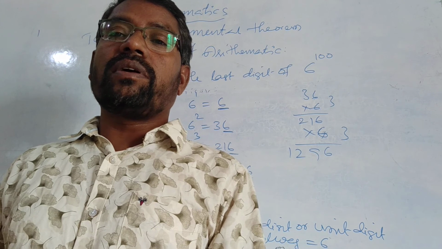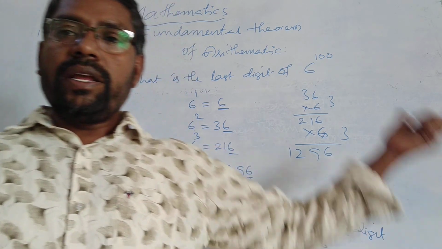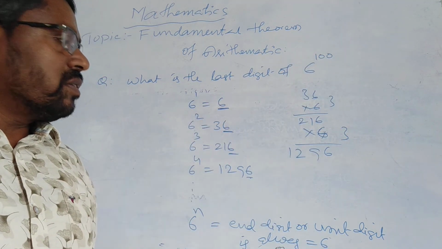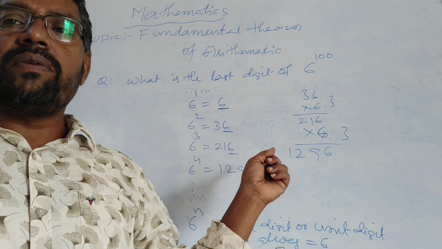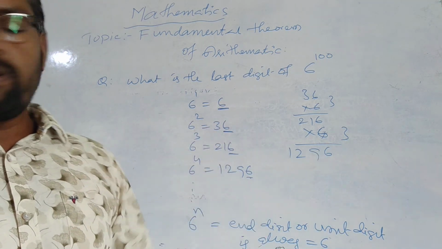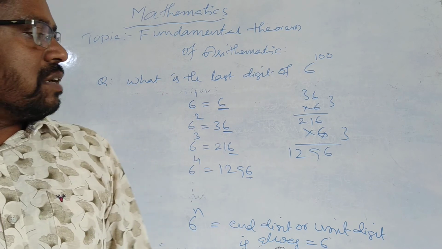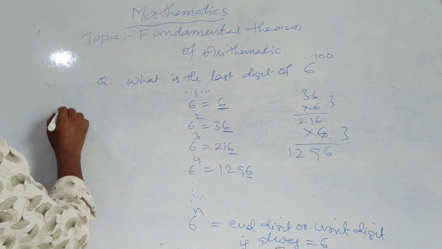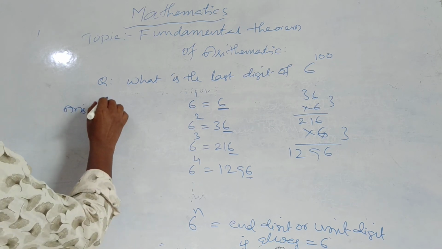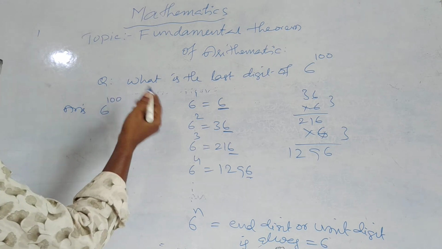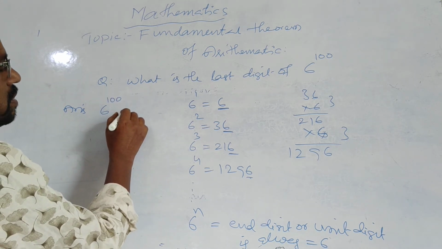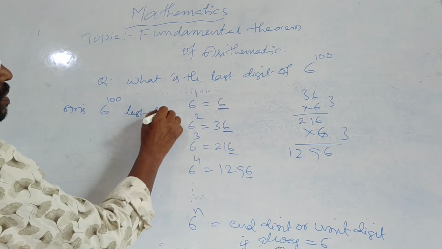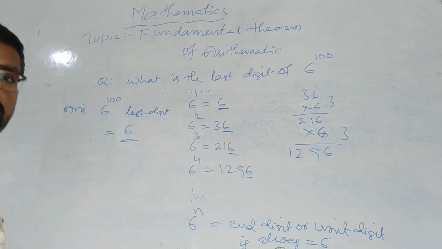So this is one of the concepts given in the regular text. You may get it sometimes in the examination. Any number is given, the raised power is 100 or any other number. We are going to conclude like your previous example, 4 power something, and here it is 6 power 100. So the end digit, that is the last digit, is equal to 6. This is your answer.